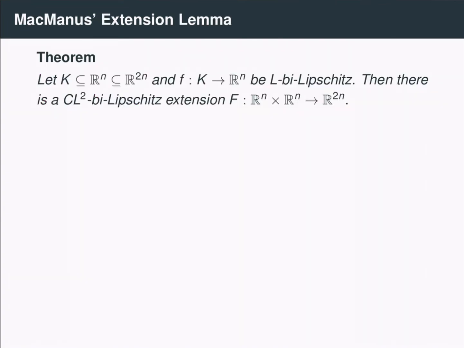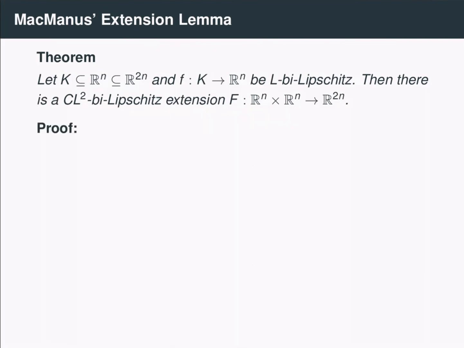However, a very simple extension lemma of McMurray says that we can always extend a bi-Lipschitz map from a subset of R^n going into R^n. We can extend this to a bi-Lipschitz map from R^2n to itself. So that is to say, we can extend any bi-Lipschitz map if we're willing to add on extra dimensions. Where by extend in this case, we mean that there is a function f from R^n cross R^n to R^2n, so R^n cross R^n is the same as R^2n, so that if we plug in x, 0, we get f of x, comma, 0.